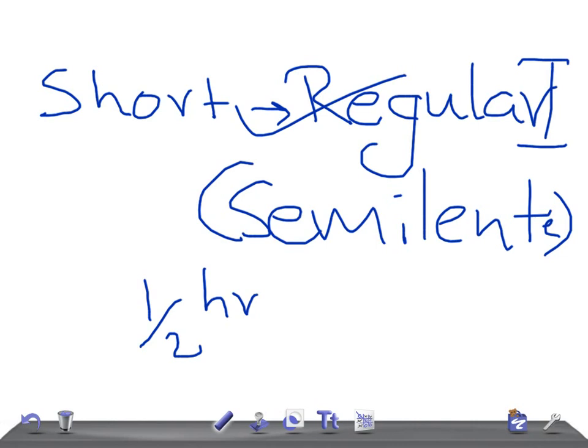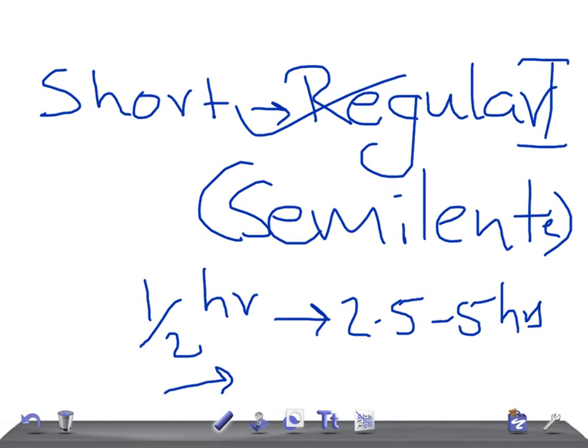It starts in half an hour, then it reaches the peak in 2.5 to 5 hours. Its total duration, how long it's going to act, is 4 to 12 hours. So now you got the idea. The short acting insulin, that is regular or semi-lente insulin, starts its action from half an hour, reaches the peak at 2.5 to 5 hours, and its duration is 4 to 12 hours. Clear? That's good.